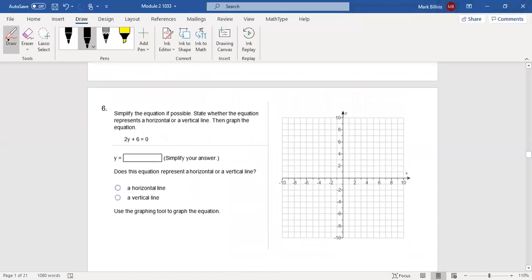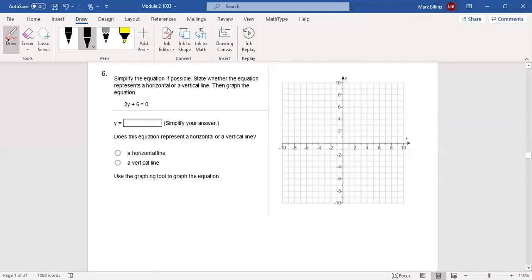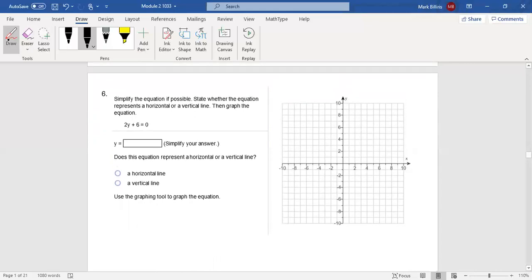The next example, we have 2y plus 6 equals 0. Notice it's not solved for x or y, but notice we have only one variable. So anytime you have a single variable, you're going to solve for that variable. So here we have 2y plus 6 equals 0. We're going to subtract 6 from both sides because we're solving for y. So 2y equals -6. And then we're going to divide both sides by 2. So y equals -3. So again, it's asking us, where is y -3 on the graph?